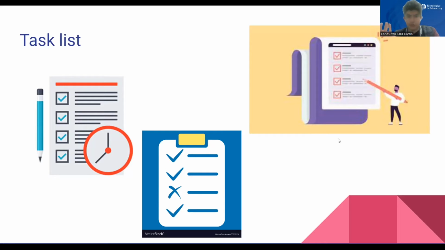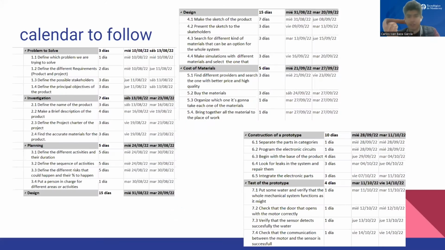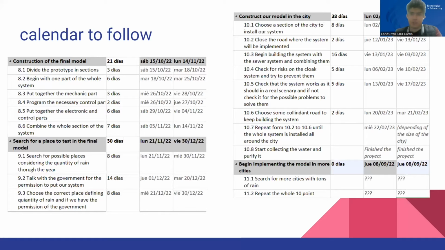After we define the whole plan of activities, we have made a calendar and put a person in charge of that activity and define the approximate date to start and finish the activities, and also we could mark the progress of those activities. We have activities like design, make the sketch of the product, separate the different parts in categories, and also choose a section of the city to install our system when we start to construct our model in the city.